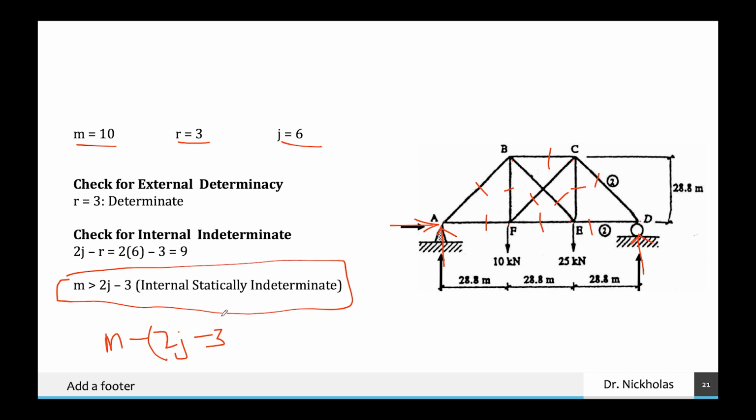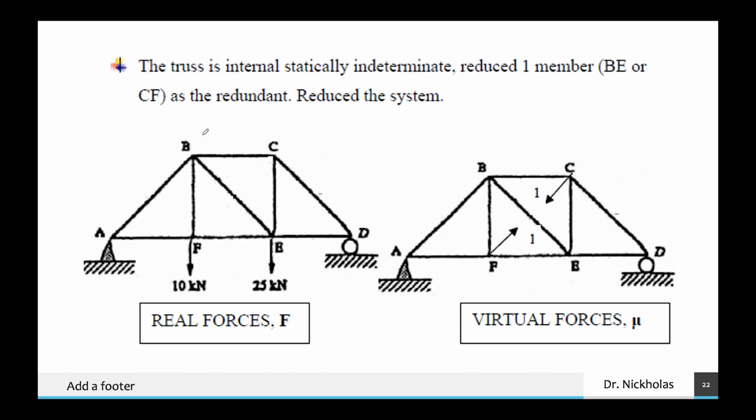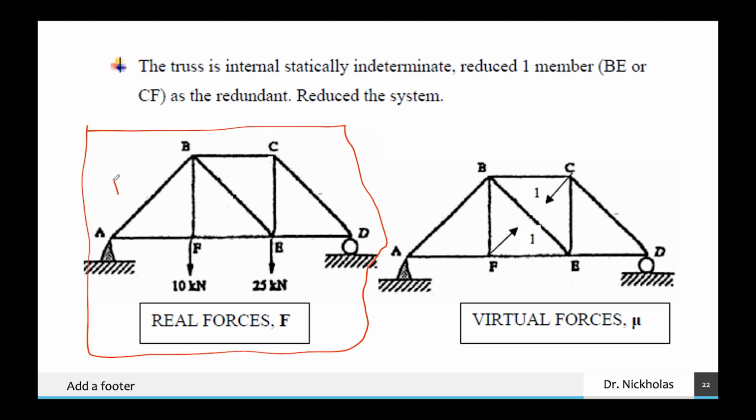So the truss is statically indeterminate, the truss having 1 internal redundant. Alright, so we can proceed with the analysis. The first analysis is we use the real force. We use the real force to determine the internal member forces, after removing the redundant internal member here.